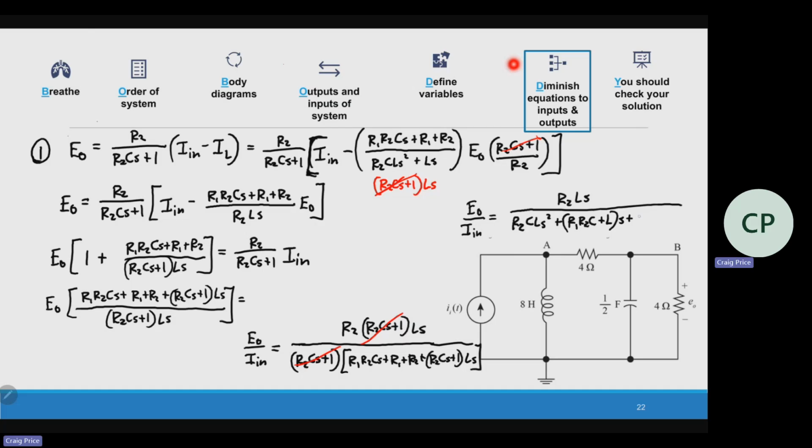And then lastly, we have an R1, R2. The final answer looks pretty nice. It's a second order transfer function. It's got all the components. It took some algebra to get there. So we've got the same, either method you want.